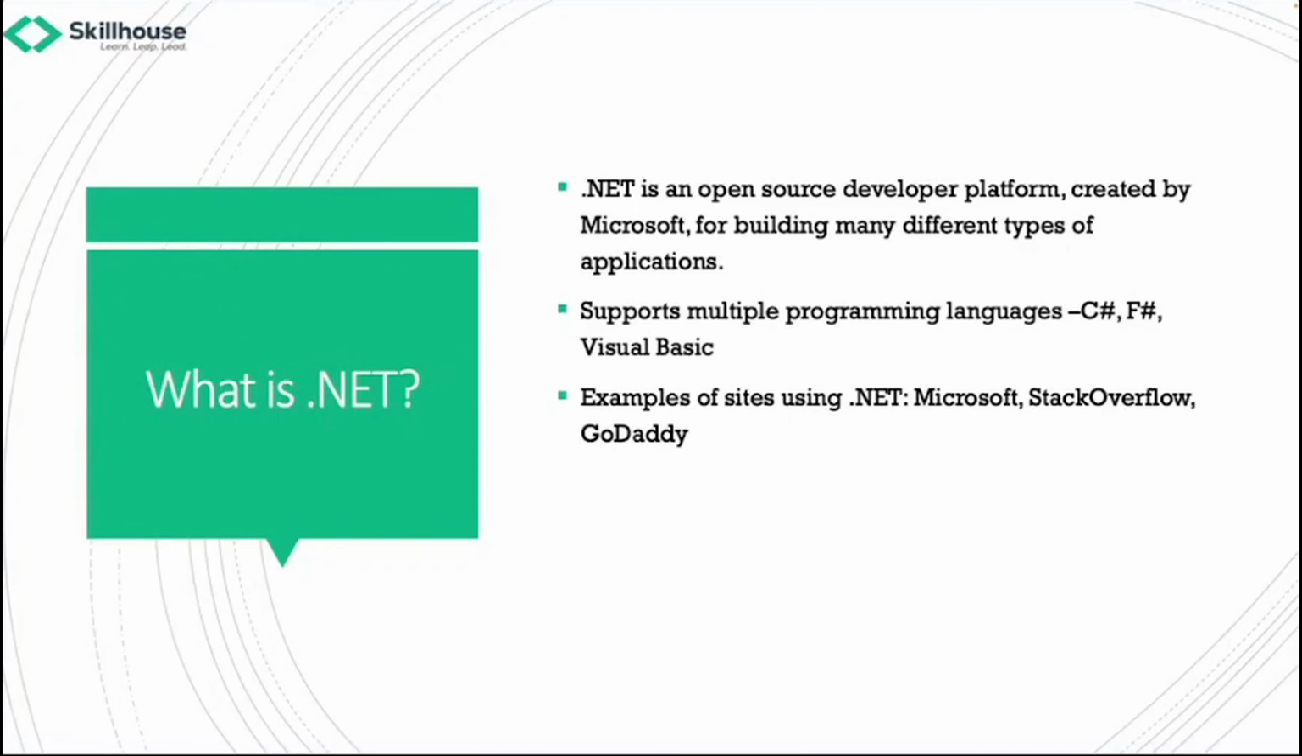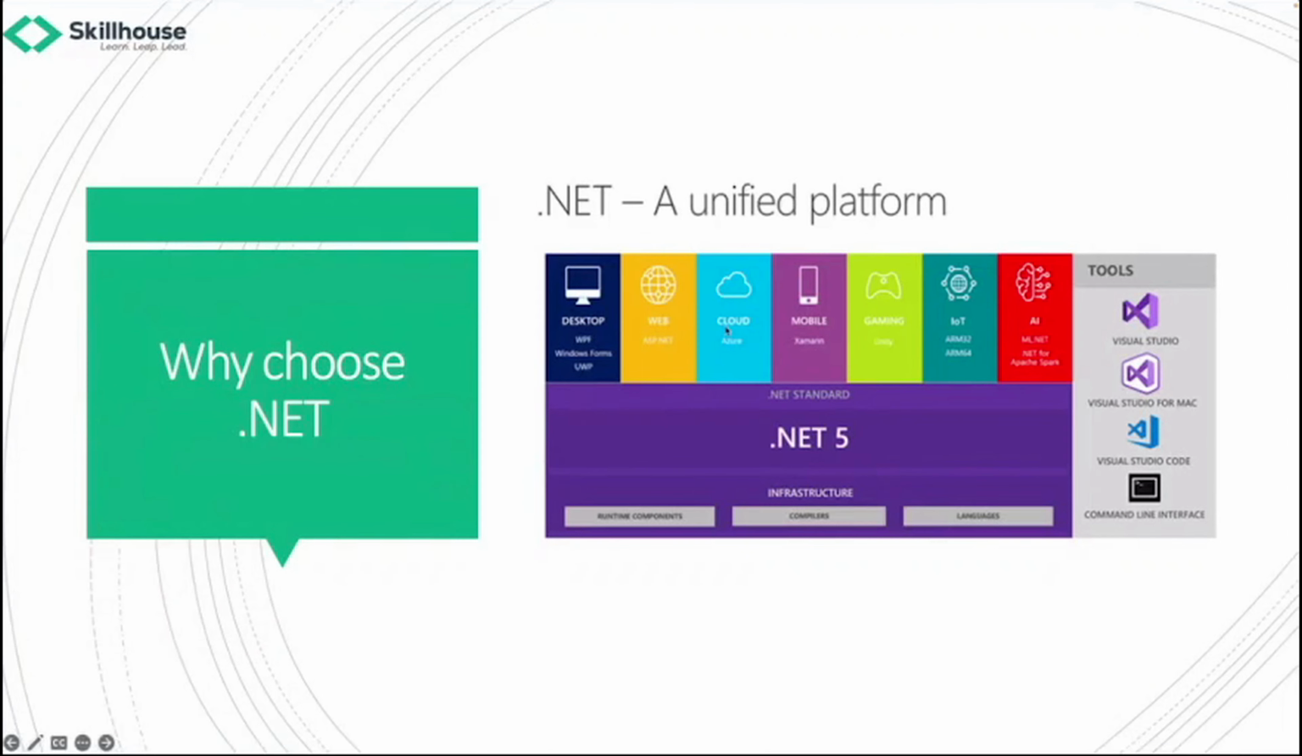Why would we choose .NET? First of all, it is free and open source, as we discussed at the start of this discussion. It provides cross-platform support. It is supported on Windows, macOS, Android, and Linux as well. It provides support for different types of processors like 64-bit, x86, ARM, and ARM64.